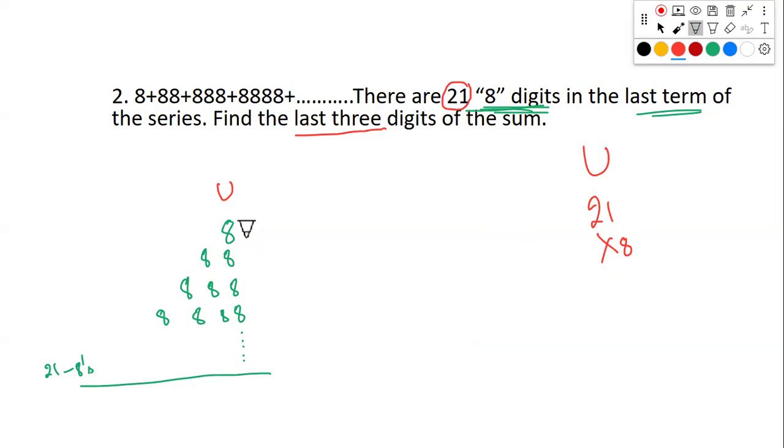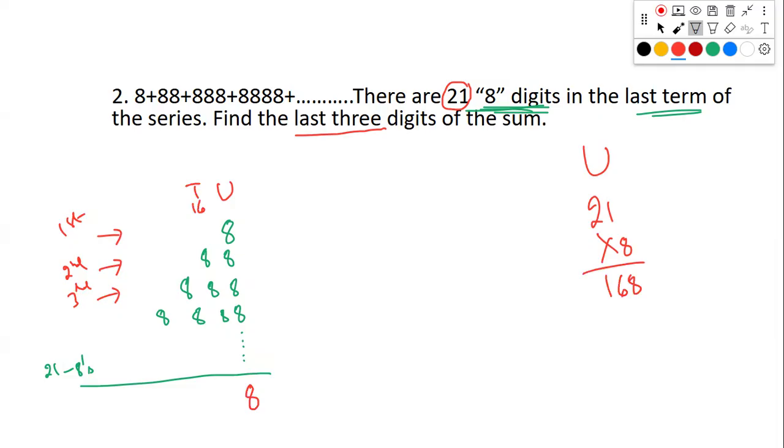So this is my first row, with 1 eight. This is my second row, which has 2 eights. This is my third row, which has 3 eights. So the 21st row will have how many eights? 21 eights, right? So I have 8 into 21, which is 168. So what do I do now? I put 8 here and carry the 16 to the tens place.